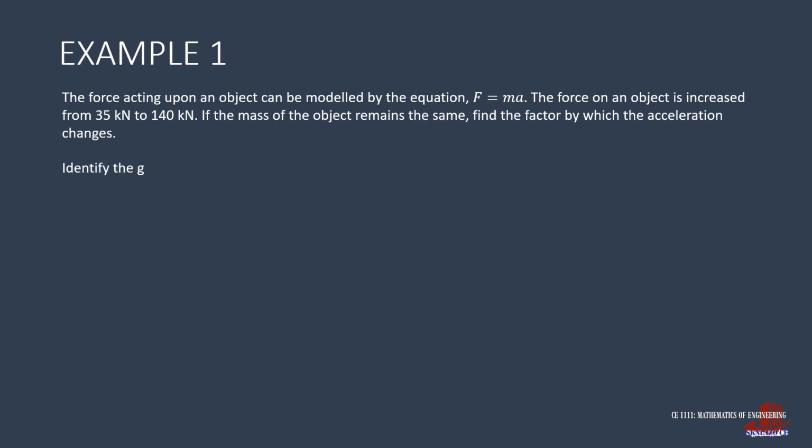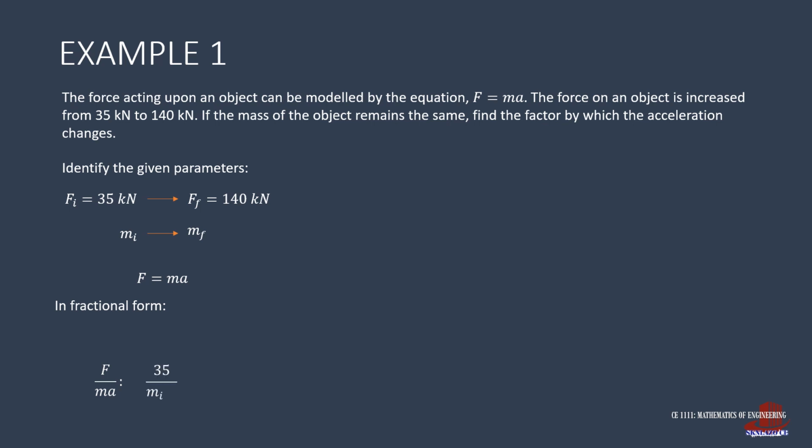Start by identifying the given parameters, that is, the initial and final situations. The first force is 35 kilonewtons, and this is increased to 140, making the final force 140 kilonewtons. The mass for the initial and final cases remains the same. So the given formula F is equal to m times a, you can take this as F is to m times a. Write this in fractional form, making F over m times a.